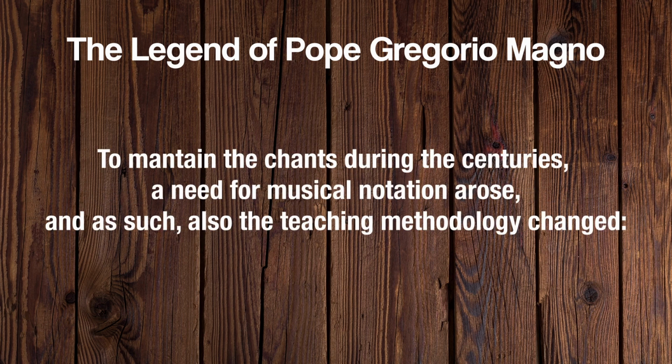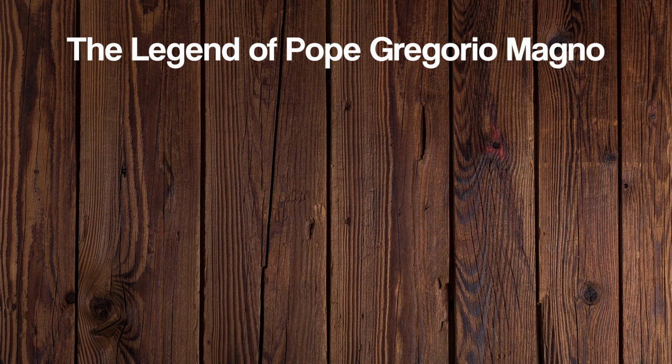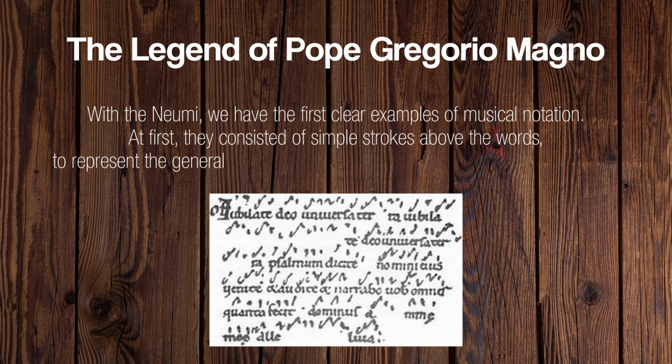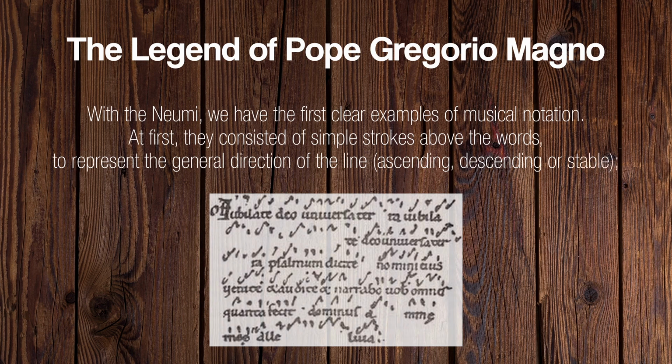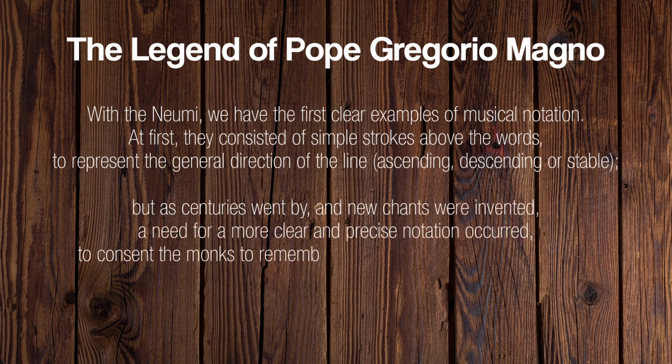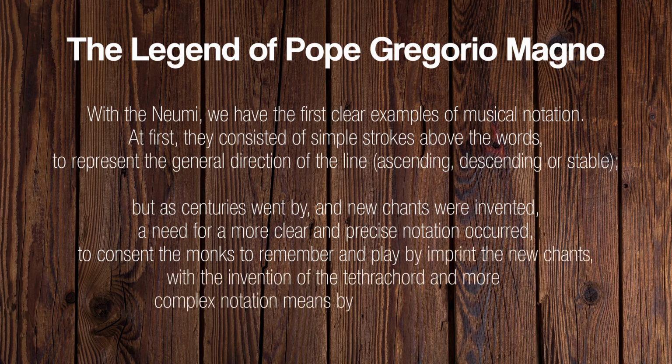To maintain the chants during the centuries, a need for musical notation arose, and as such, the teaching methodology also changed. With the neumes, we have the first clear example of musical notation. At first, they consisted of simple strokes above the words, to represent the general direction of the line: ascending, descending, or stable. But as centuries went by and new chants were invented, a need for a clearer and more precise notation occurred, to allow the monks to remember and perform the new chants, with the invention of the tetrachord and more complex notation by the monk Guido d'Arezzo.